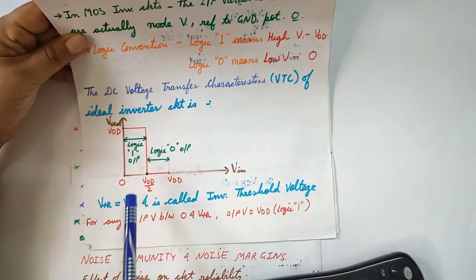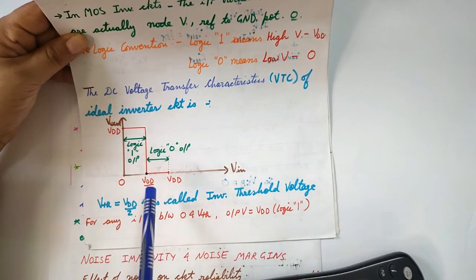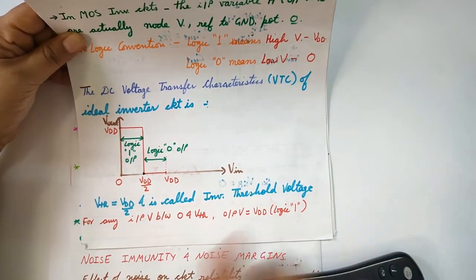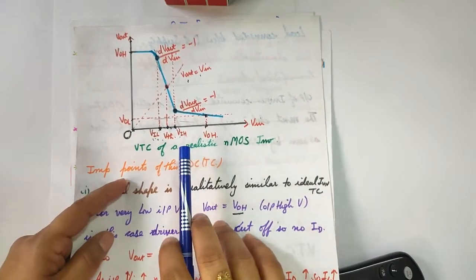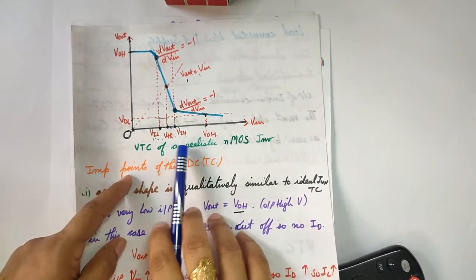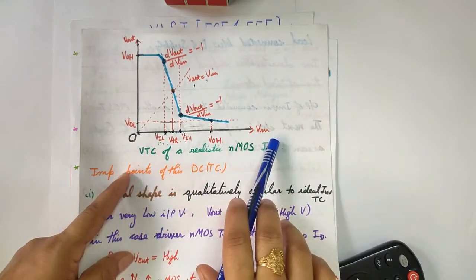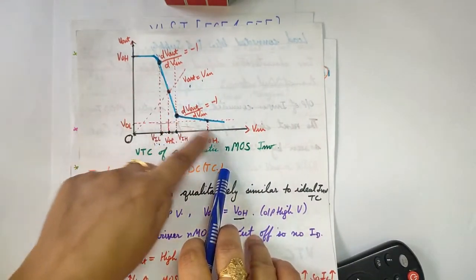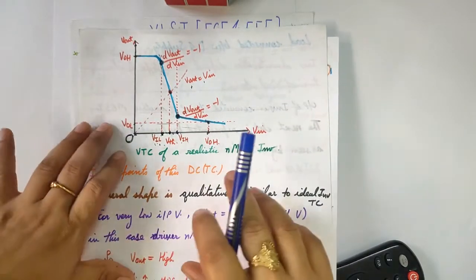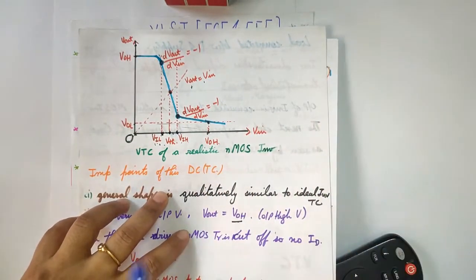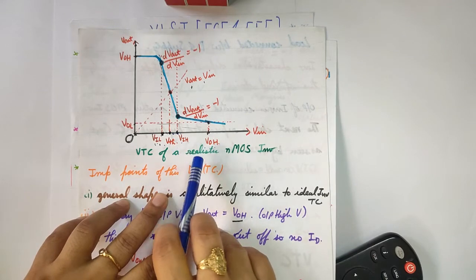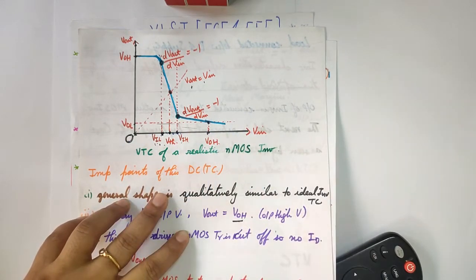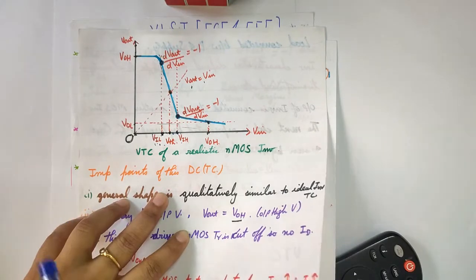There was a very sharp transition from high to low. This is the main thing about the ideal inverter, that it doesn't take time to switch. But nothing in this world is ideal. For that reason, we studied the realistic NMOS inverter characteristics. And here we saw the input axis, the output axis, and this graph. Here we saw that there are 5 different important critical voltage points: VIL, VTH, VIH on the input axis, and VOL and VOH on the output axis.